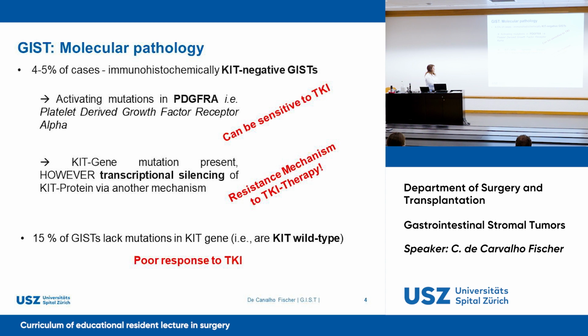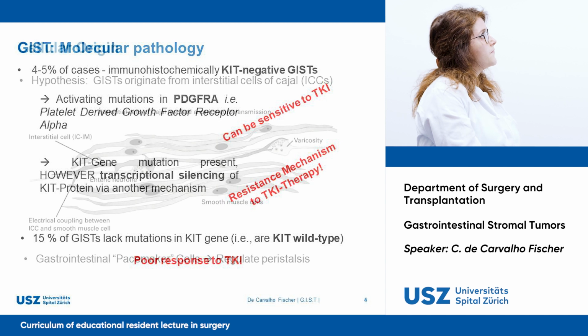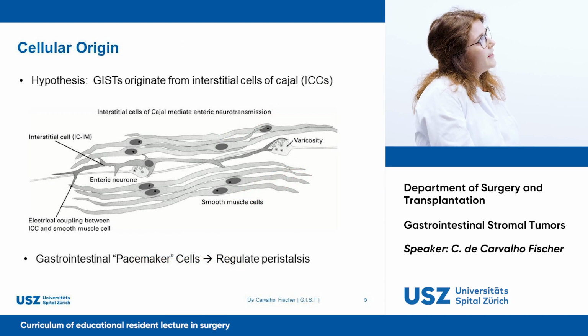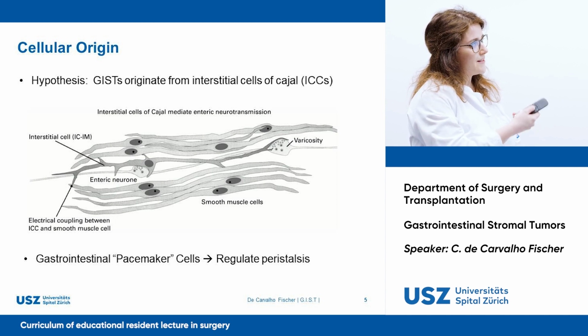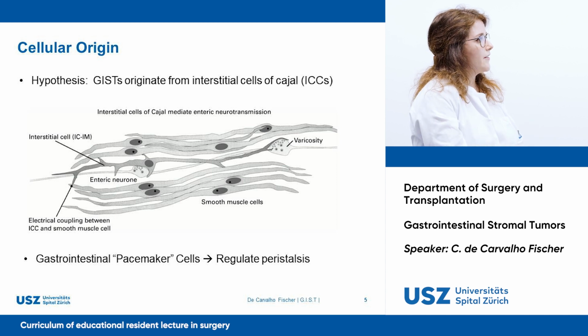So in 15% of cases, GISTs lack a mutation in the KIT receptor gene at all. These are wild-type tumors and are often not responsive to tyrosine kinase inhibitors. The hypothesis is that GISTs originate from interstitial cells of Cajal. These are the cells that regulate peristalsis in the GI tract, and they sit between the smooth muscle cells in the muscular layer of the GI tract.